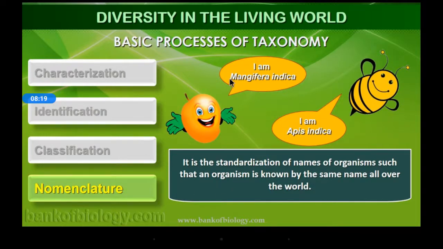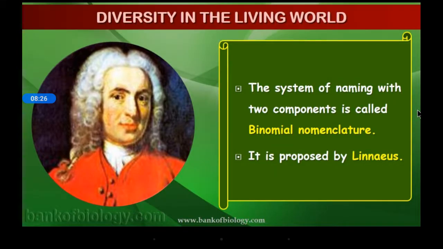So here you can see Mangifera indica, then Apis indica. And who proposed the scientific naming? Yes, and it's also known as binomial nomenclature. Bi means two names are there. Okay, nomenclature is related to names. So two names are there. We'll see that with an example. So it is proposed by Carolus Linnaeus.